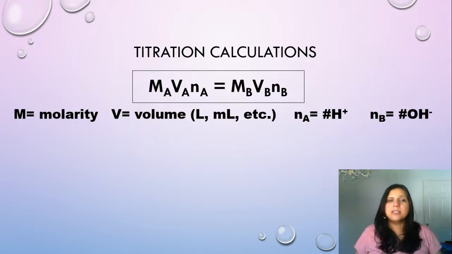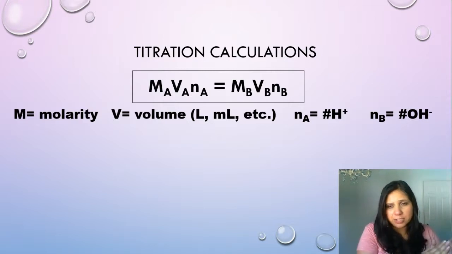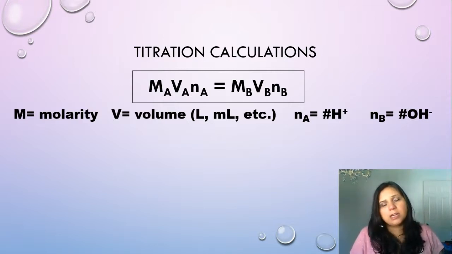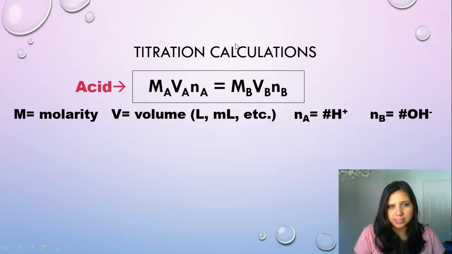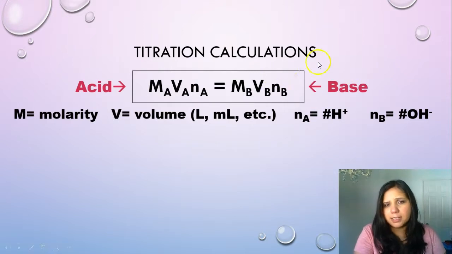All right, so here's the calculation portion of this. It's super easy. It's what we've done before when we were dealing with M1V1 equals M2V2. The difference here is the little n. The little n just stands for how many hydrogen ions and hydroxide ions are in each part of the formula. The A stands for acid, so everything on the left is for the acid: molarity of the acid, volume of the acid, number of H pluses for the acid in the formula of that acid. And then the right side all stands for a base.